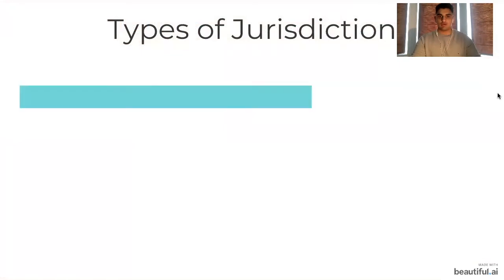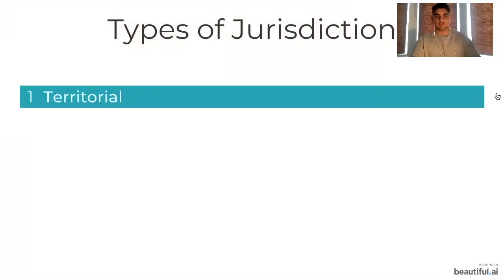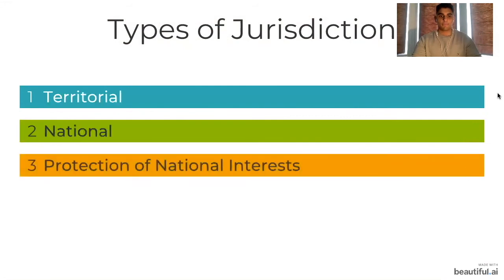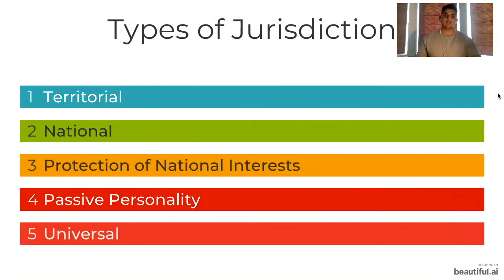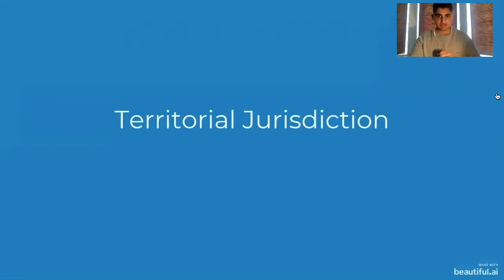When you look at jurisdiction, you have to look at different types, right? So we have territorial, national, protection of national interests, passive personality, or universal. And each of these types of jurisdiction will be claimed by a country to state that we have jurisdiction to decide this case because of territorial, national interests, our nationals, passive personality, universal. I'll be looking at each one of these in turn and using examples, and hopefully I can break down this sometimes difficult concept into really easy bite-sized information. So let's first look at territorial jurisdiction, which is easily the most common.